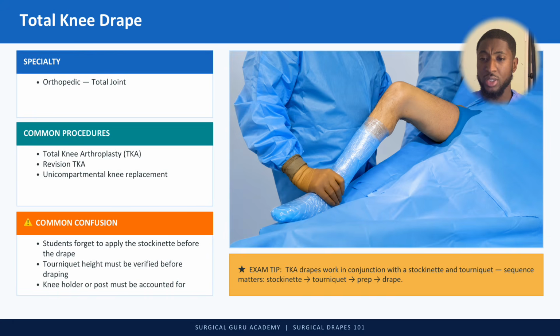Knee holder or post must be accounted for. So, in order to be able to rest the leg up, a lot of times we use a post that they put into a bracket. The bracket attaches to the bed and the post goes inside of the bracket. So you're going to need that knee holder, absolutely.